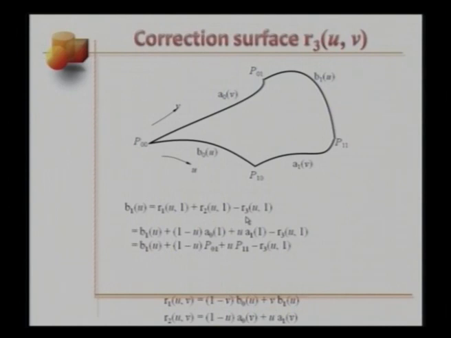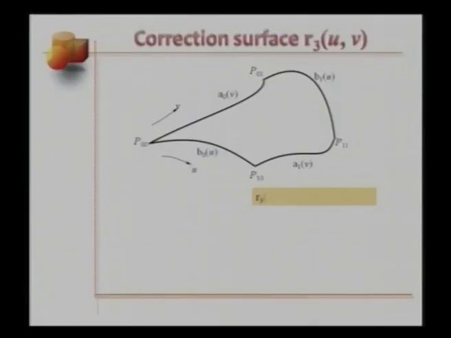So, the right hand side can be solved as B1 of U plus (1 minus U) times A0 of 1 plus U A1 of 1 minus R3(U,1). Look at what A0 for V equals 1 is. We are on this curve. For V equals 1, we are at point P0,1, which is this. What is A1 for V equals 1? We are here. For V equals 1, we are at point P1,1. With this right hand side, with this as the left hand side, B1 of U cancels out. And so we have R3(U,1) equals (1 minus U) times P0,1 plus U times P1,1.